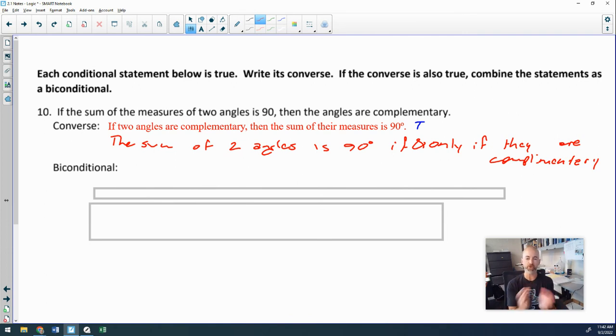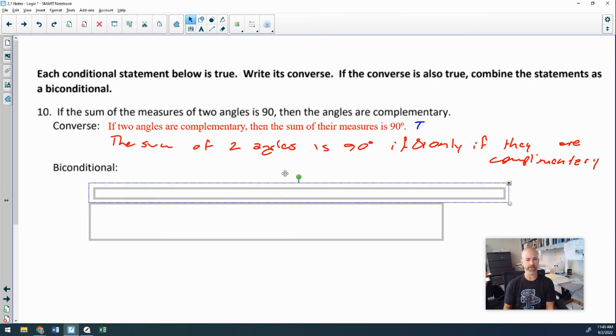And for the biconditional, you can write it in either order. So I could have also said if two angles are complementary, if and only if the sum of their measures is 90. You can also say the sum of two angles is 90 if and only if they are complementary. So the biconditional could be either order. It doesn't have to be Q then P or P then Q, just as long as you have them both in there and they're tied with an if and only if statement.